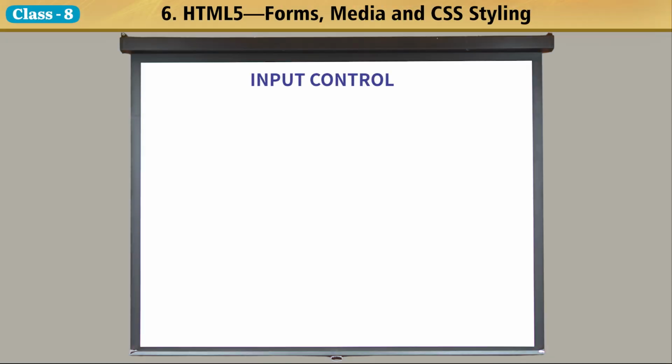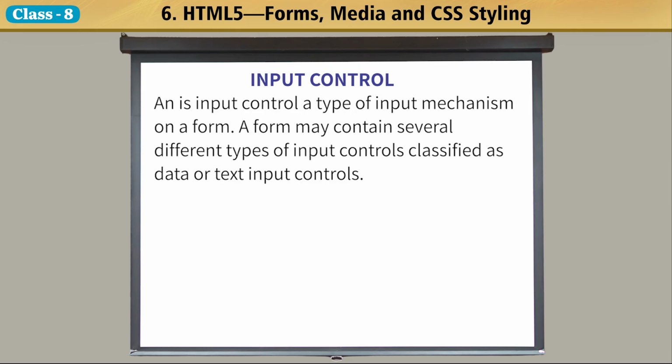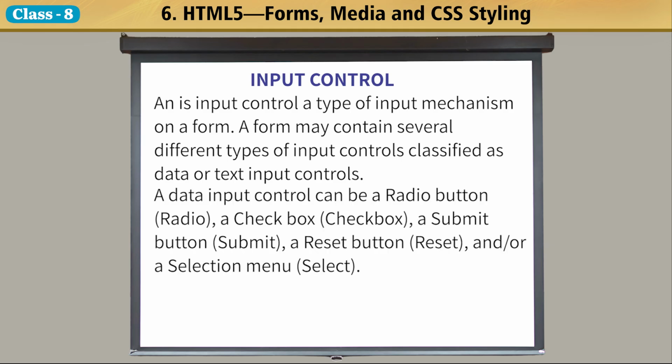Input control. Is input control a type of input mechanism on a form? A form may contain several different types of input controls classified as data or text input controls. A data input control can be a radio button, a checkbox, a submit button, a reset button, and or a selection menu.